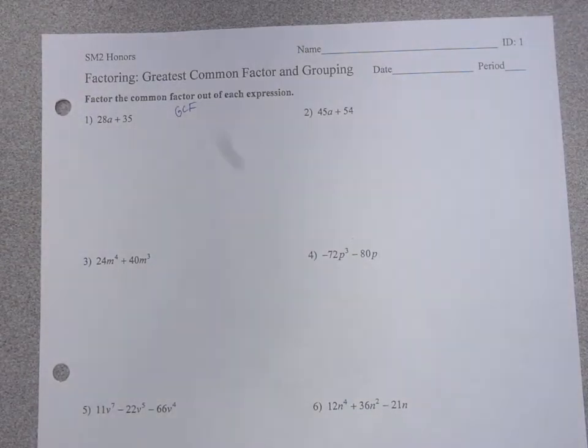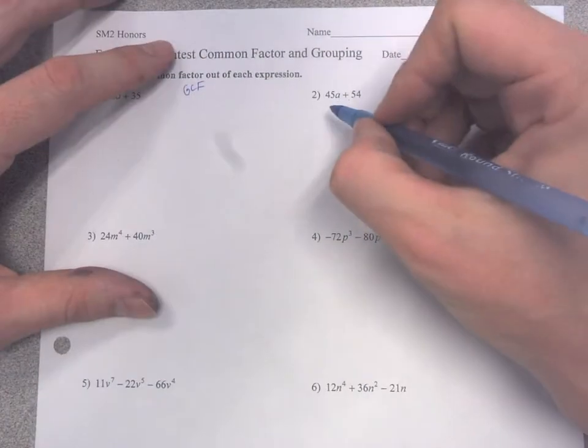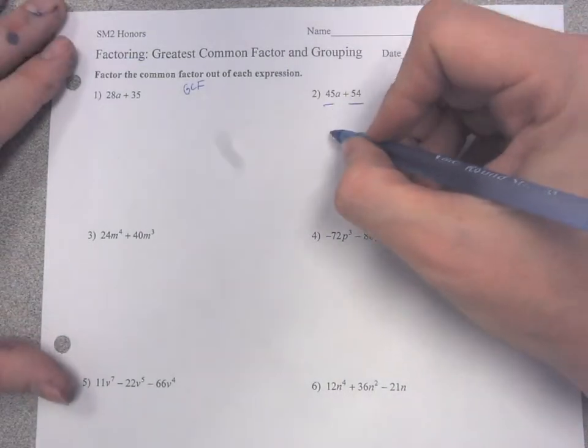So let's start with number 2 here. Okay, if I look at these two terms, and I want to see if I can undistribute something, the trick is to see if there's a common factor. So when you look at 45 and 54, you got to figure out what goes into both of them. So 45 is actually 9 times 5, and 54 is actually 9 times 6. So 9 actually goes into both of those.